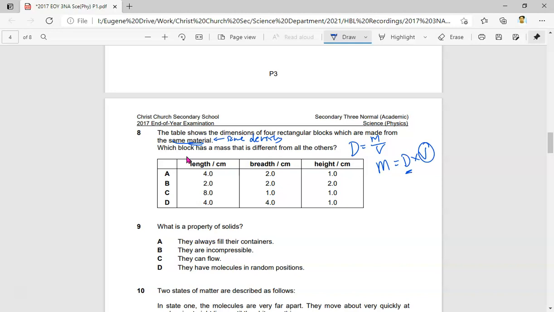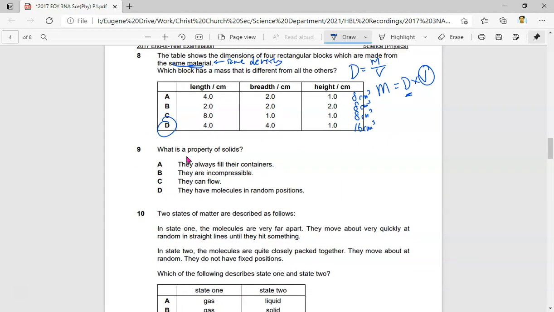Since the density of all of them are the same, I just need to find the one whose volume is different. So length times breadth times height: this is 8 cm cubed. 2 times 2 times 2, 8 cm cubed. 8 times 1 times 1, 8 cm cubed. 4 times 4 times 1, 16 cm cubed. So you realize for D, the volume is bigger. With a bigger volume but the same density as the rest, the mass of D is bigger than the rest. Okay, next.